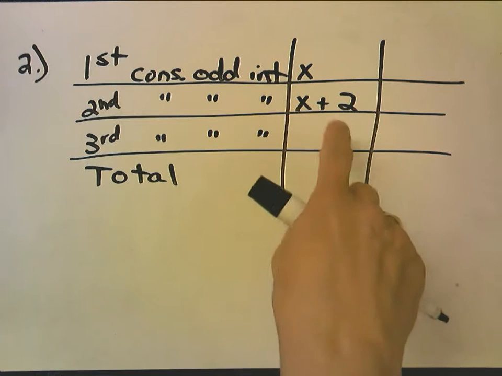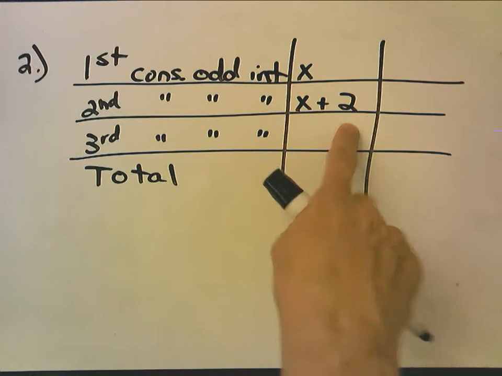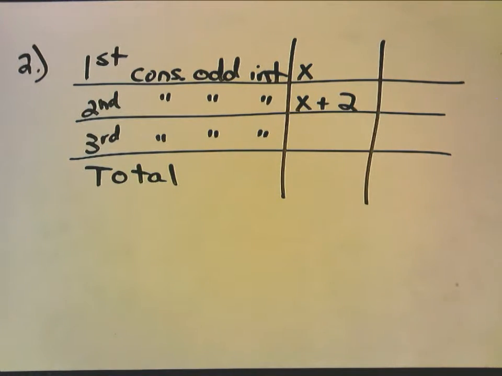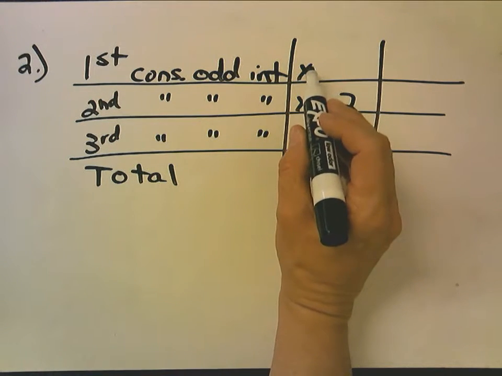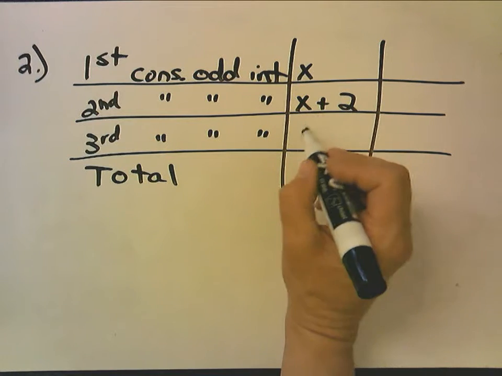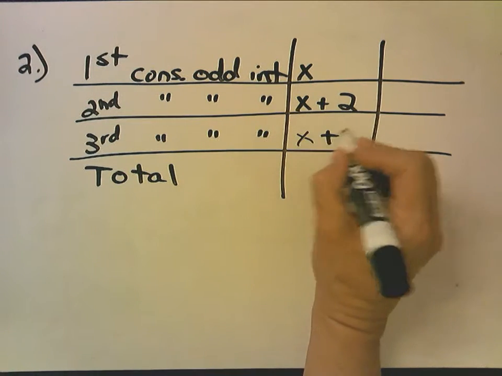Now some of you might think, why plus 2 if it's odd? Well, let's think about it. 1 is an odd integer. What's the next consecutive odd integer? It's 3. What do I have to add to 1 to get to 3? I have to add 2. The next one is 3. What do I have to add to 3 to get to 5? 2. So I'm adding 2 even though they're odd. Now, what do I have to add to the first to get to the third? Well, I'd have to add 4.